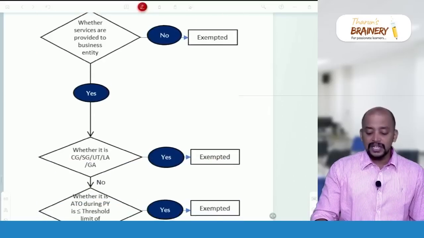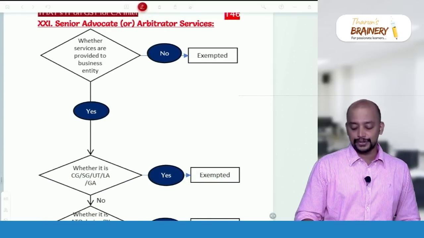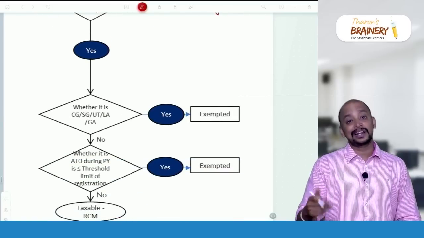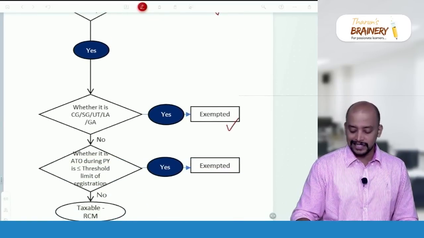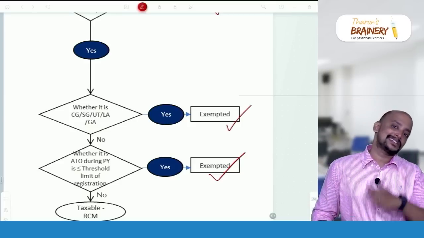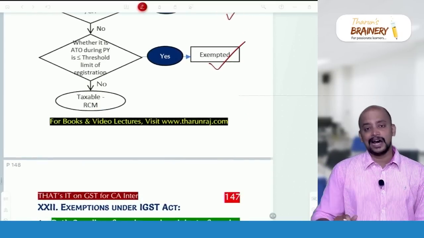Whereas in case of senior advocate and arbitrator, only 3 exemptions are there. The first exemption, if they are providing service to an individual other than business entity, exempted. If they are providing services to central government, state government, local authority or government agency, exempted. If they are providing service to a business entity whose turnover during the previous year does not exceed threshold limit, that is exempted. In remaining cases, it will be taxable under RCM.